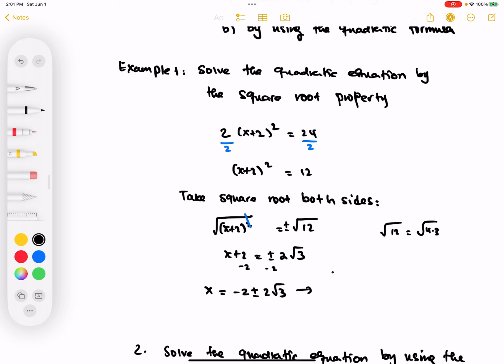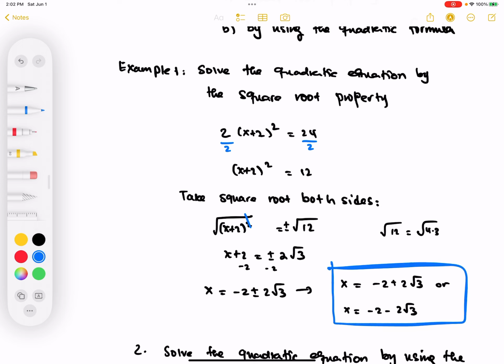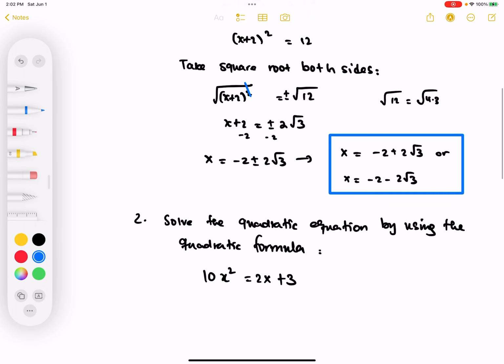So there are two solutions here. The first is x equals minus 2 plus 2 root 3. The second solution is x equals minus 2 minus 2 root 3. So these are the solutions to this quadratic equation. So this is solving by the square root property.